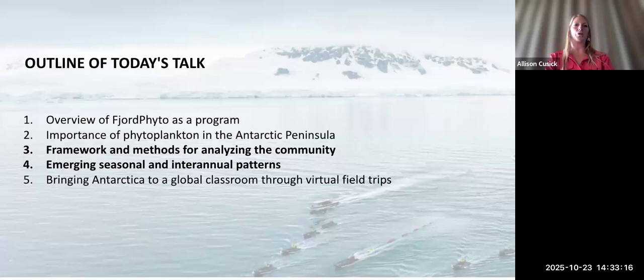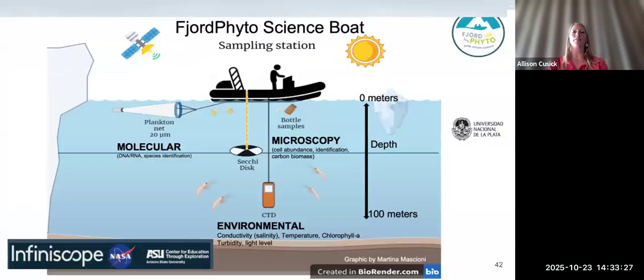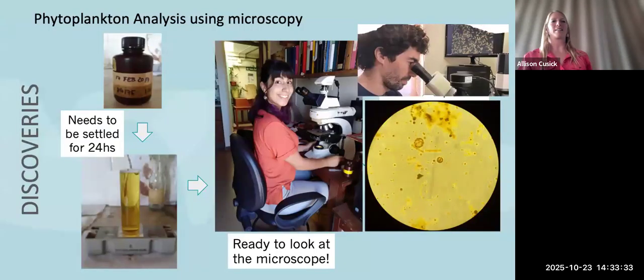So that brings me to, that was the importance. Now I'm going to just dive into some quick highlights of the microscopy, the DNA, and what the seasonal interannual patterns showed. So again, this is our sampling strategy. They go out in the boat, collect all this data. One of the samples collected from the seawater is the brown bottle stained with a Lugol iodine dye that's sent to our colleagues in Argentina, and they look at this on the microscopes.